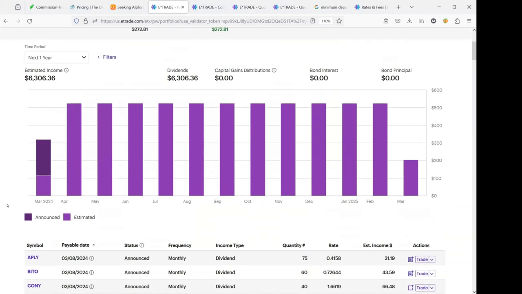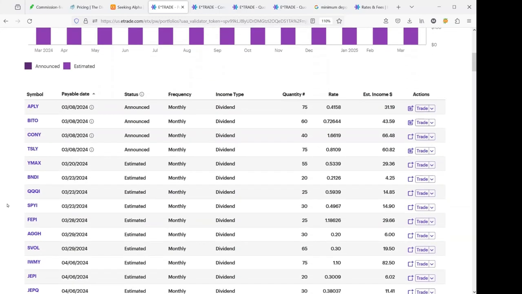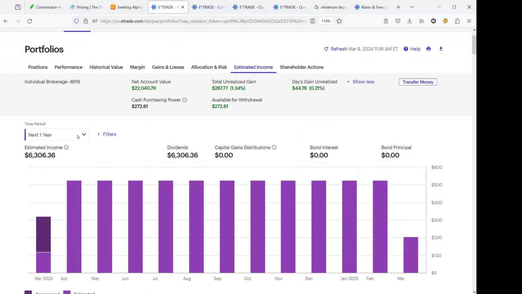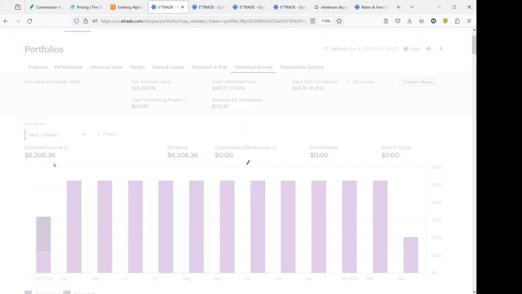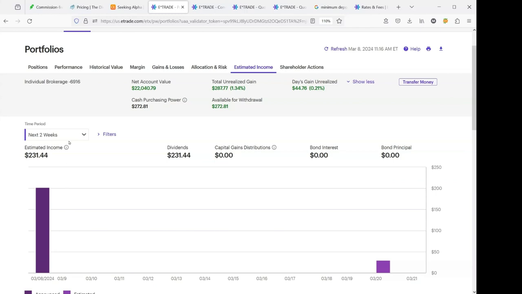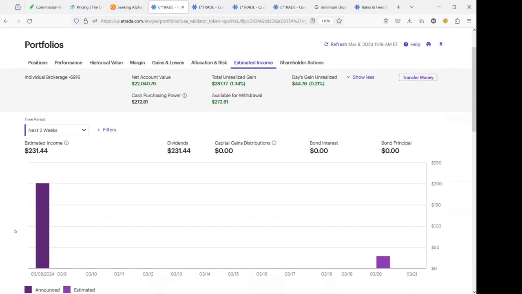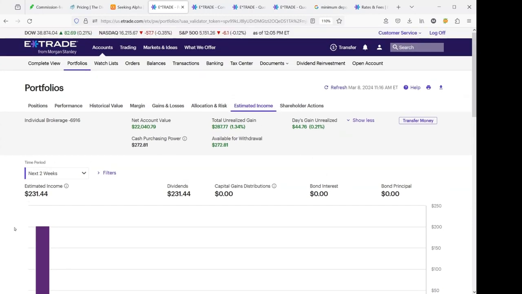Because it's a long list, if this is too much information, you can go ahead and break it down for 2 weeks or a week. And you can see in the next 2 weeks, I'm going to get $231. And then here's a short list of the companies that are going to pay that dividend. So that is basically a bare bones dividend tracker that's included in the Etrade platform.